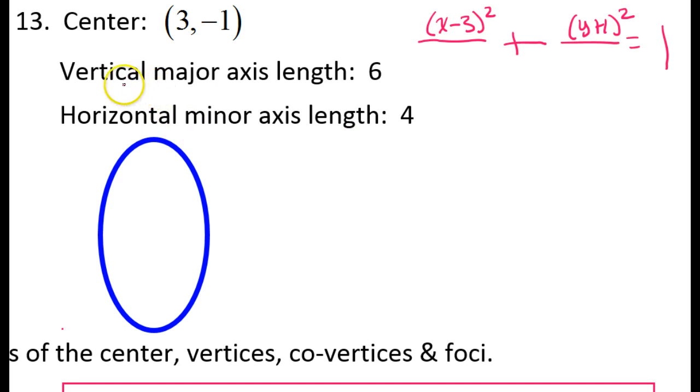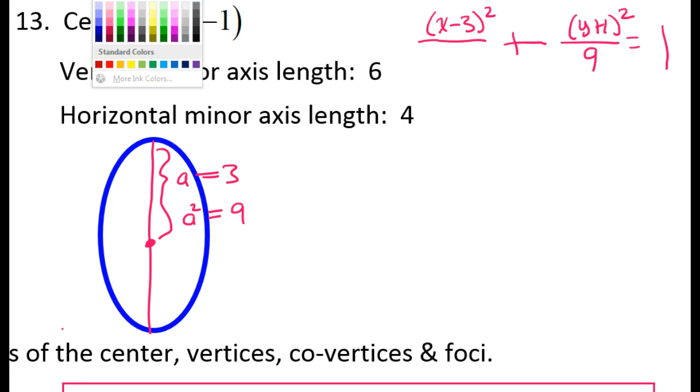Now, they told us that we have a vertical major axis of length 6. So this is the major axis, and the length is 6. We can use this to know the a value, because if the major axis is 6, that's this entire red line. The a value is only going to be half of that. So a must equal 3, which means a squared is going to equal 9. Because this is in the vertical direction, that's in the y direction, this 9 will be in the denominator of the y term.